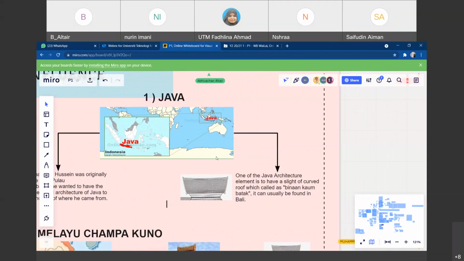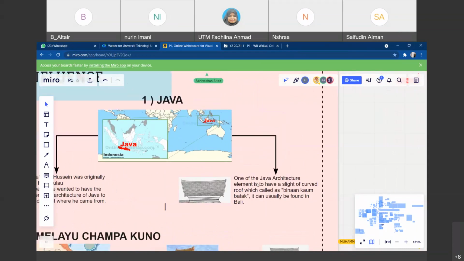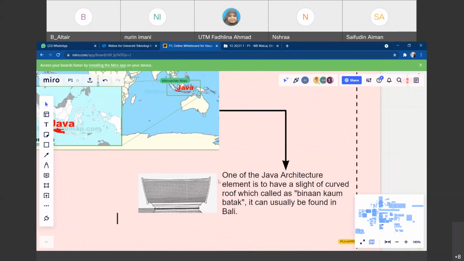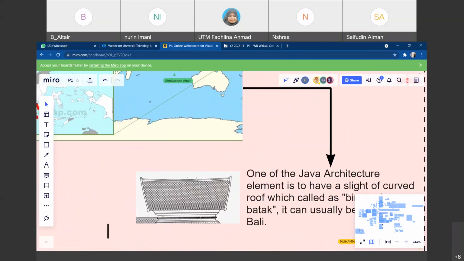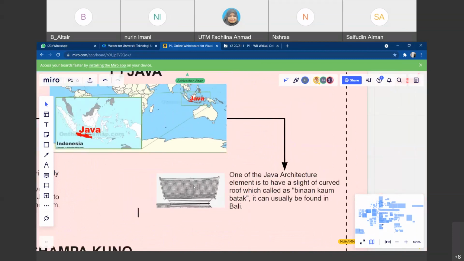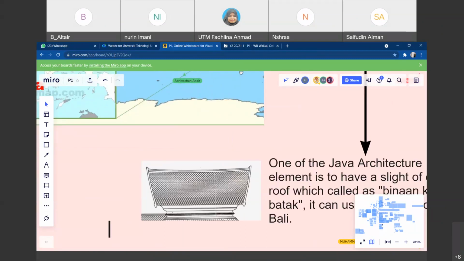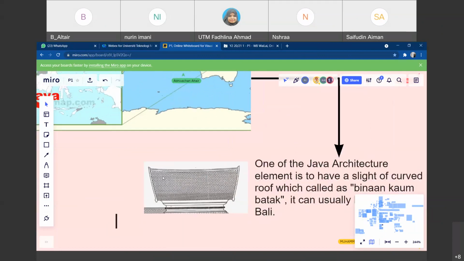And then, what type of architectural element does he use? He used one of the Java architecture elements, which is a slight curve roof, called binaan kaum Batak. These days and during the old days, we can usually find it in Bali, because a majority part of the buildings there are binaan kaum Batak. So this is the type of slight curve roof they use.